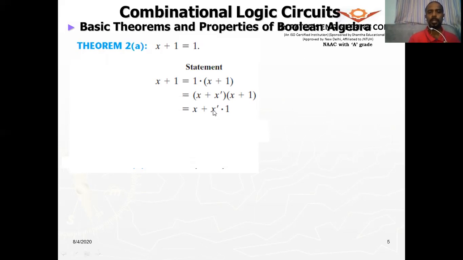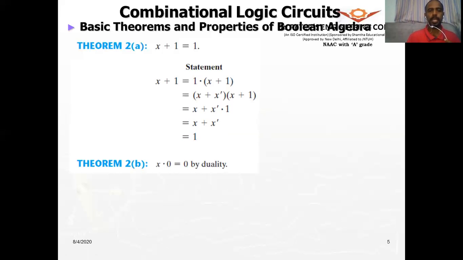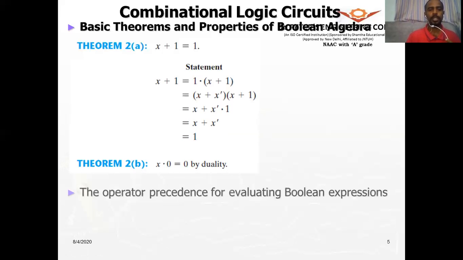Next, when we multiply x complement ANDed with 1, it depends, anything ANDed with 1 will be the variable itself. That depends on the variable, right? So therefore, this will be x OR x complement. This will be equal to 1. Next theorem is x ANDed with 0, which will be equal to 0. So this theorem will be proved by duality.